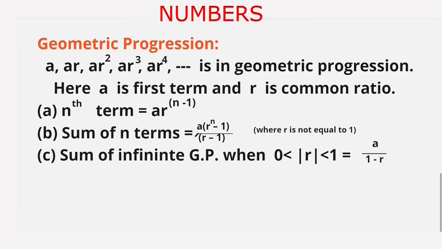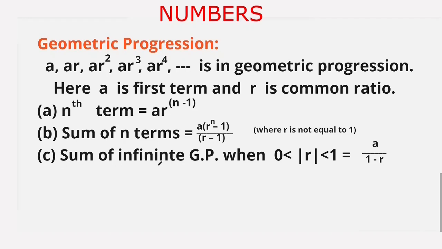This is equal to a into r raised to the power n minus 1 upon r minus 1, where r is not equal to 1. We have to remember that in all geometric progressions, the common ratio r is not equal to 1. Otherwise, it will become a constant series.